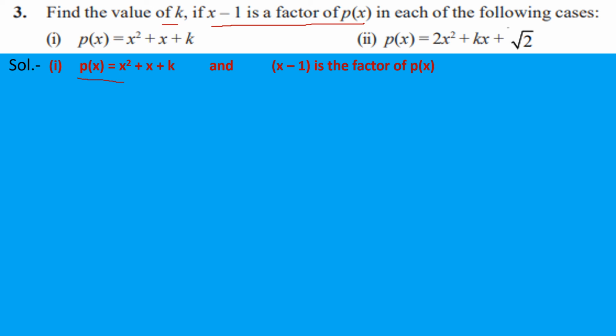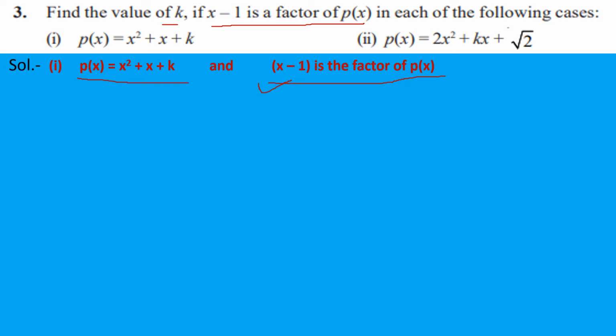Polynomial p(x) is equal to x square plus x plus k, and it is written that x minus 1 is a factor of p(x). Now the rule is the same. For any linear polynomial to be a factor of p(x), first we will find the 0 of the polynomial, and that 0 we will put in p(x) and it should be equal to 0.